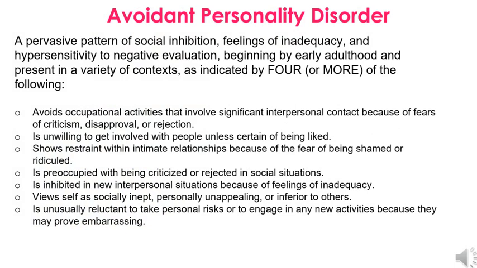According to DSM-5, a person with avoidant personality disorder should have at least 4 or more of the following, beginning by early adulthood. 1. Avoids occupational activities that involve significant interpersonal contact because of fears of criticism, disapproval, or rejection. 2. Is unwilling to get involved with people unless certain of being liked. 3. Shows restraint within intimate relationships because of the fear of being shamed or ridiculed.